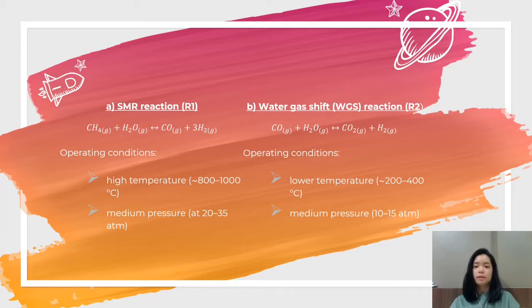The next step is the water gas shift reaction, R2. R2 consists of CO from the first reaction, as you can see, CO, and with excess steam producing CO2 and H2.